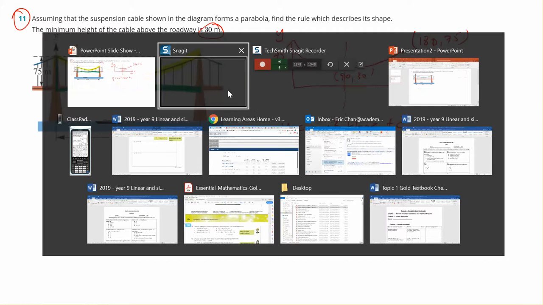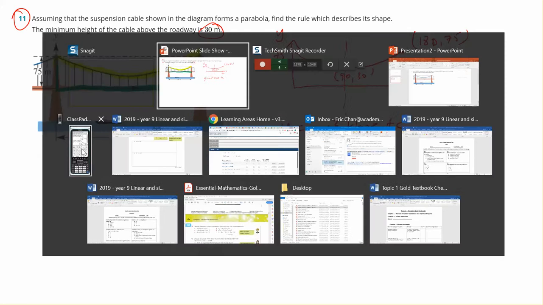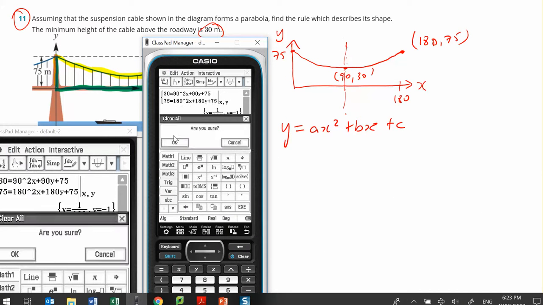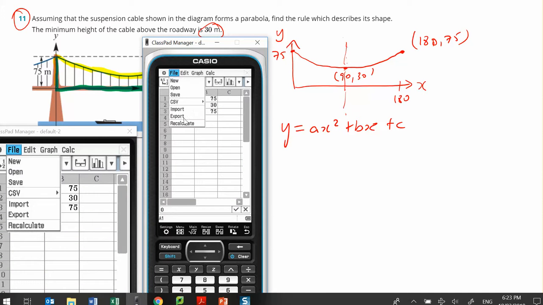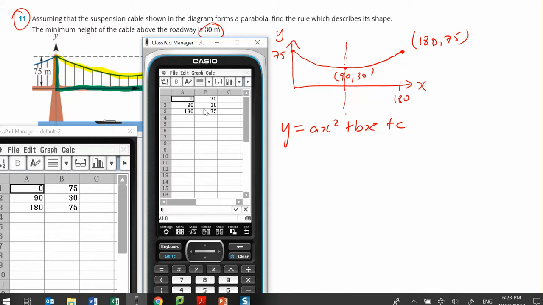Now I'm going to try the quick way first, because I want to check whether we get a nice answer. So I'm going to delete all this, and we're going to re-enter the data. Our 3 points are (0, 75), (90, 30), and (180, 75).